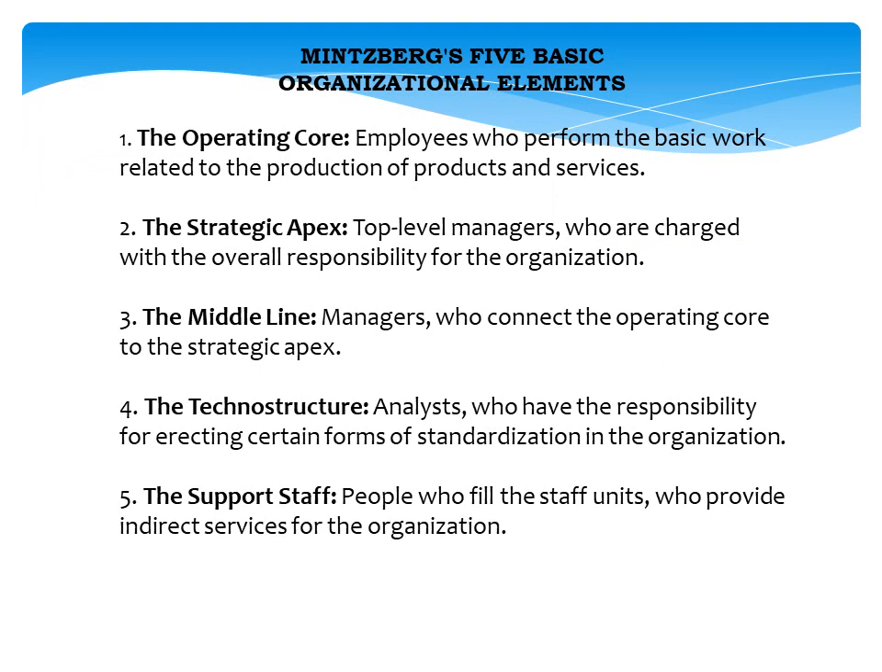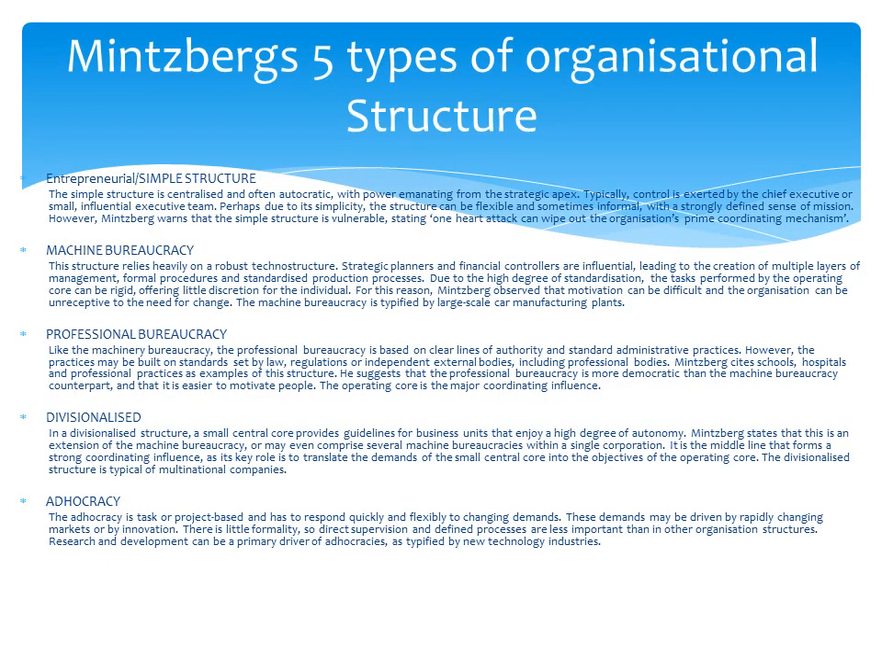Pretty obvious. Operating is the employees who do the work. The strategic apex is the top level managers. And in some companies, a small company, there may be only one person at the top who makes all the decisions. Some companies have a big technostructure, some don't. Some have lots of support staff, some have big middle lines, some don't. So there are 5 areas.